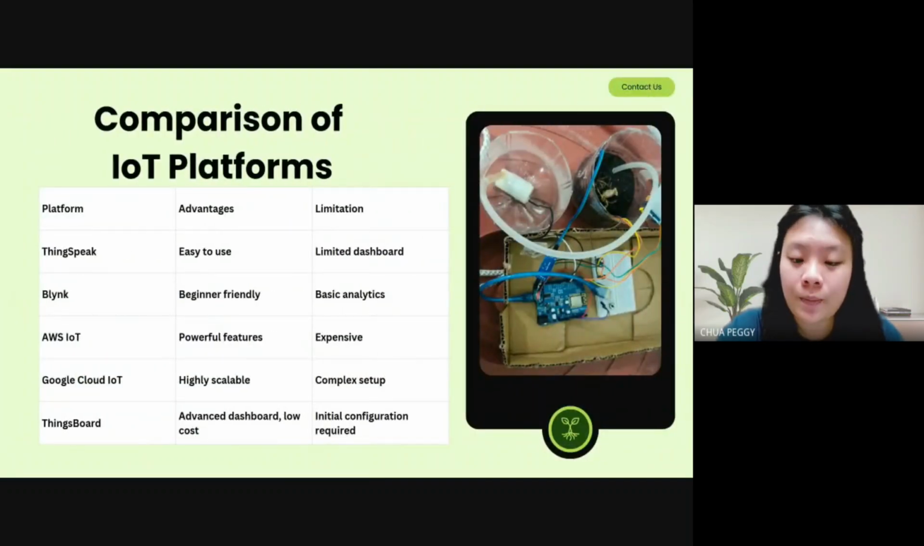Next, for the comparison of IoT platforms, we compared several IoT cloud platforms. While Blynk and ThingSpeak are easy to use, they offer limited visualization and analysis. AWS IoT and Google Cloud IoT provide powerful features but are expensive and difficult for beginners. Therefore, we selected ThingSpeak because it offers advanced dashboards, historical data storage, scalability, and low implementation costs. Next, I will pass to my partner.